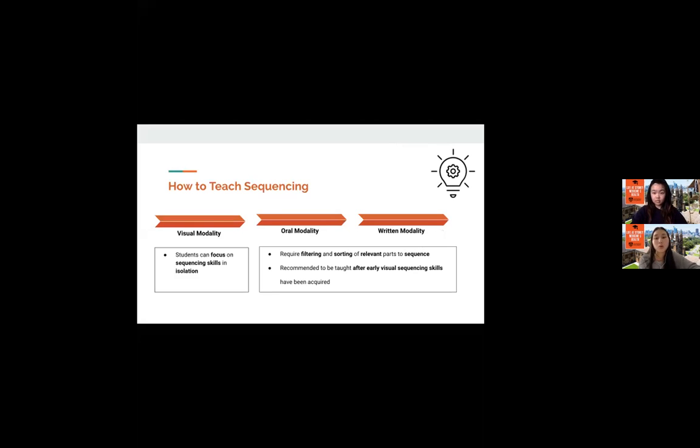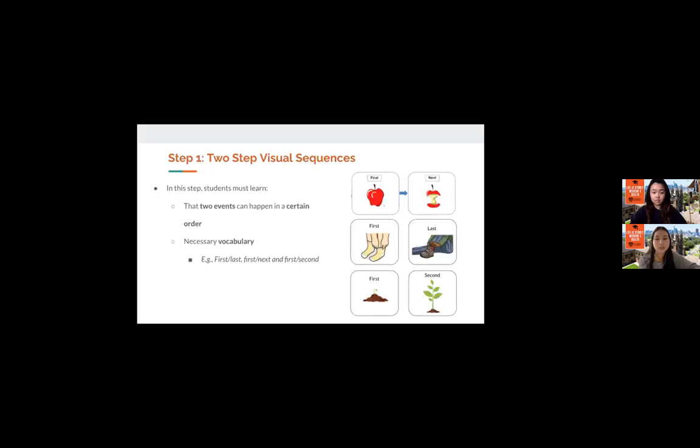What we see in the oral and written modalities is that some students might have difficulties filtering and sorting which parts are relevant to the sequence. So the first step in teaching sequencing is having the child understand that two events can happen in a certain order and to learn the necessary vocabulary, such as first and last, first and next, or first and second.